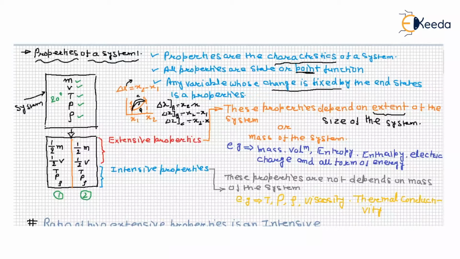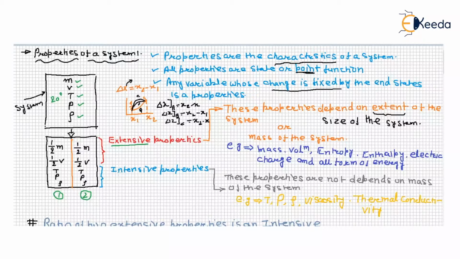That means what's your observation? Observation is that if the system is defined by some properties, some properties are divided when the system is divided and some properties are not. The property which is divided when the system is divided is known as an extensive property, and the property which doesn't get affected is known as an intensive property.